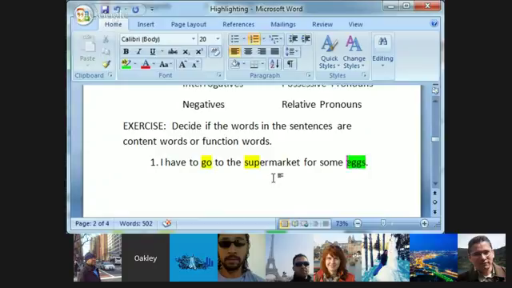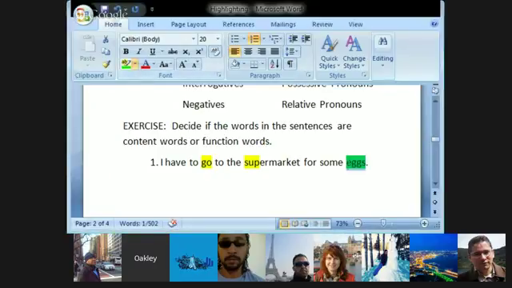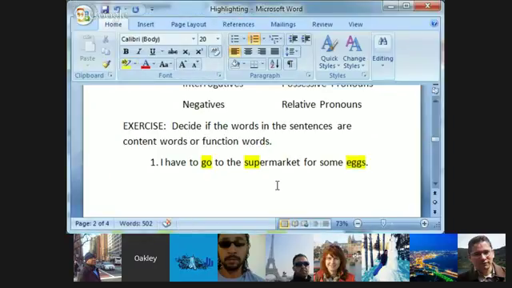What Hussein is saying is the important part to him as the speaker is the eggs. He needs to get the eggs. I will go to the supermarket exactly for eggs, not another product. Exactly. You care about specifying what you need to get. There's nothing wrong with that.